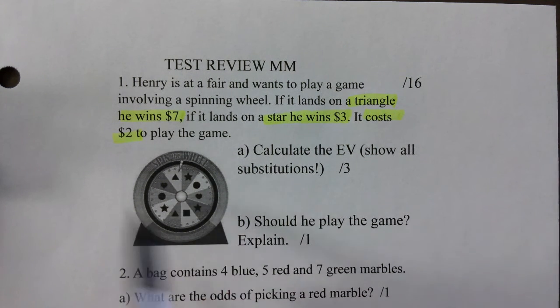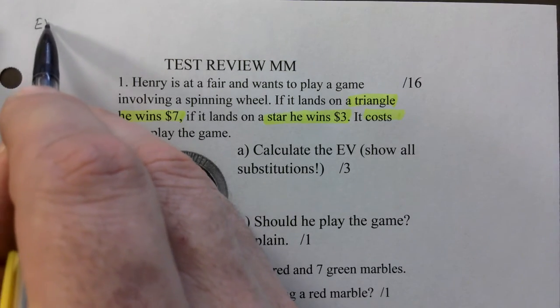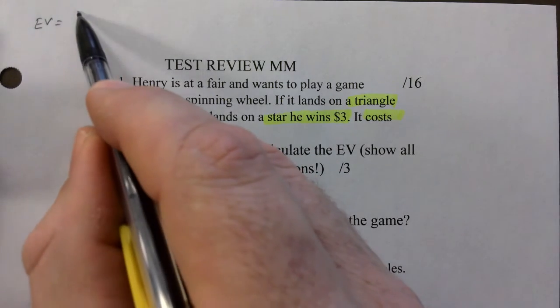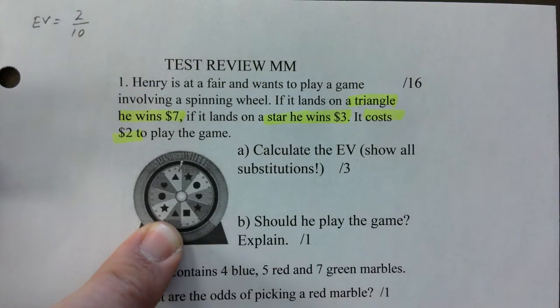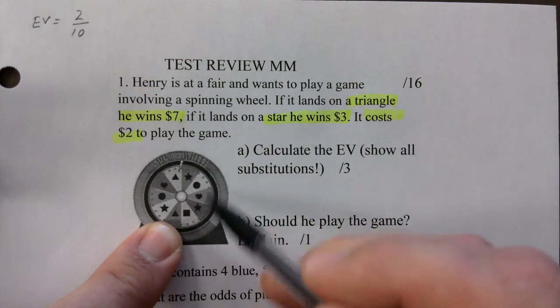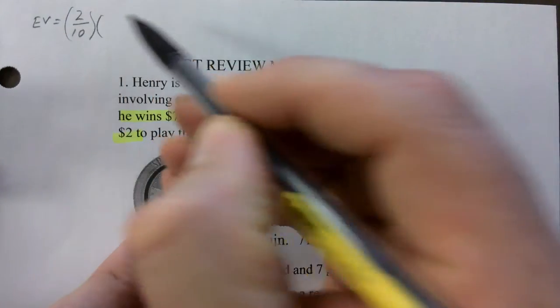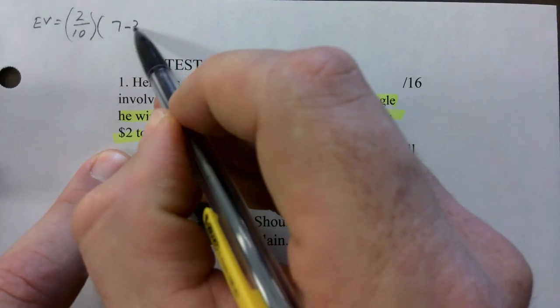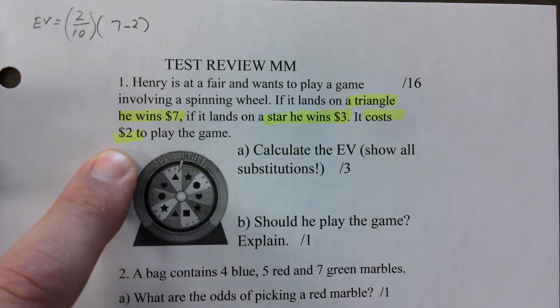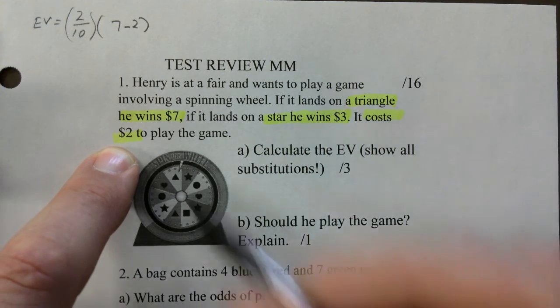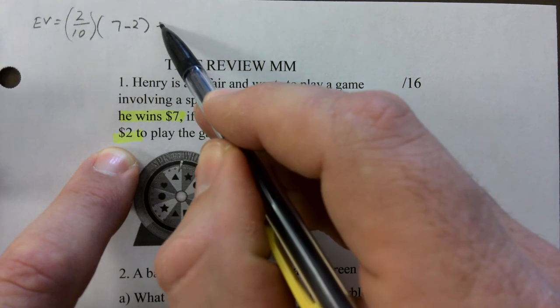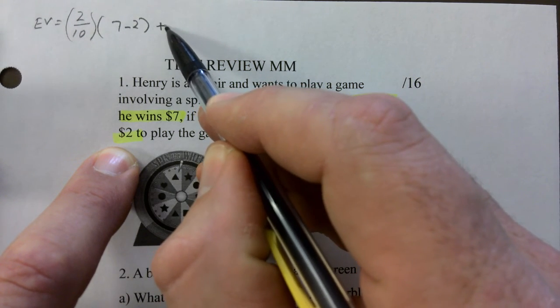So given this spinner, I'm going to do this up here. The expected value of getting a triangle, you've got 2 out of 10 that are triangles, right? Given this. And then you would win $7, but you would pay $2 to play. So make sure you subtract that. There should always be a subtraction, unless it's a free game, right? So 7, the prize, minus the cost. And then there's another way of winning, so we got to add.